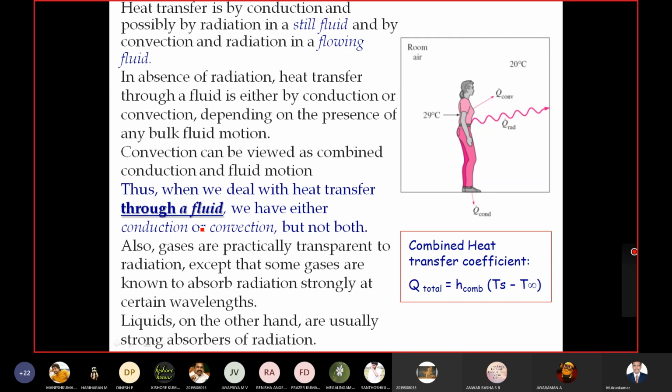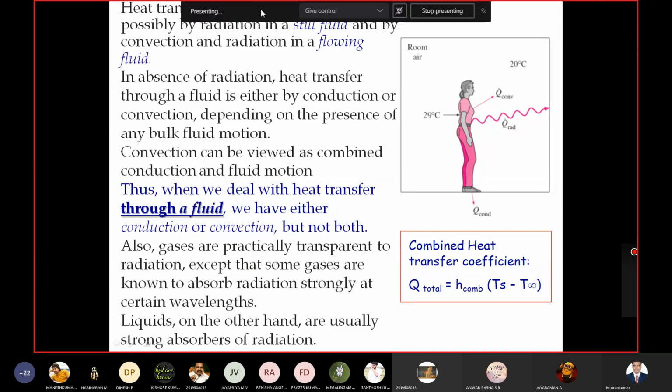Also, gases are practically transparent to radiation, except that some gases are known to absorb radiation strongly at certain wavelengths. Liquids, on the other hand, are usually strong absorbers of radiation. So we can say that conduction will happen in the solid, convection in the liquids, and radiation in the gases. The combined heat transfer coefficient can be calculated by Q equals h combined times (Ts minus T infinity).